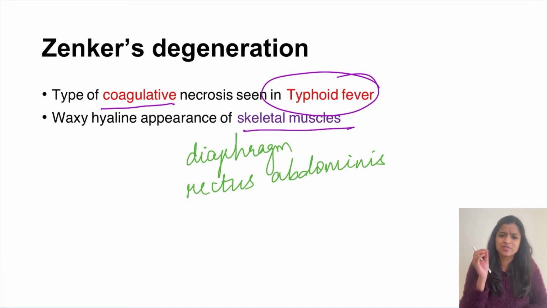and this will appear as a waxy or hyaline condition. Waxy or hyaline is nothing but a pinkish amorphous kind of material. So that is the appearance of Zenker's degeneration.